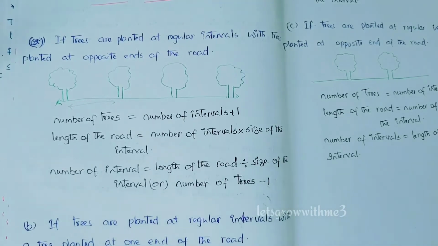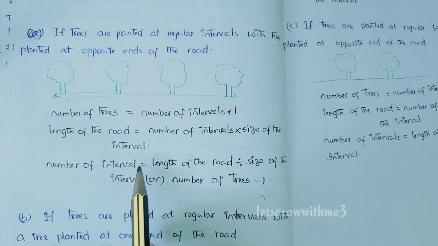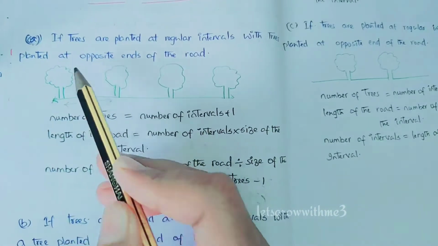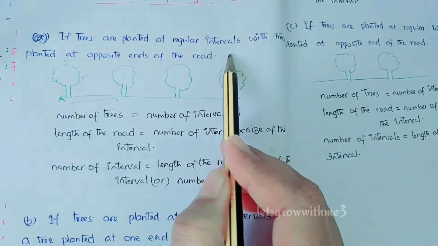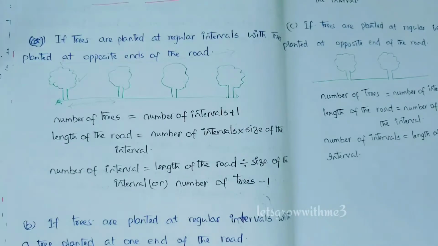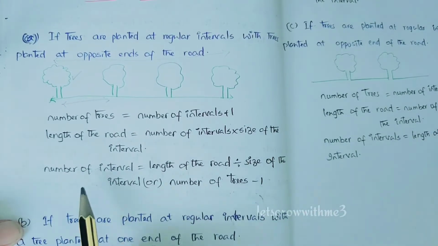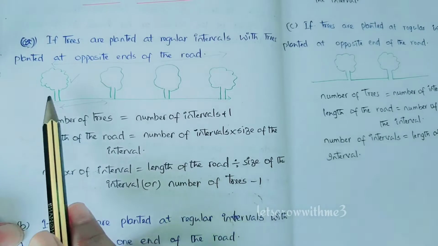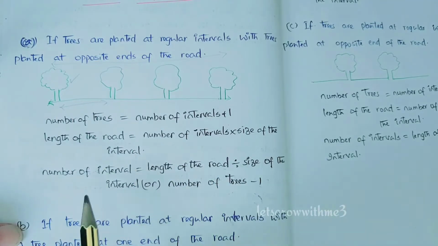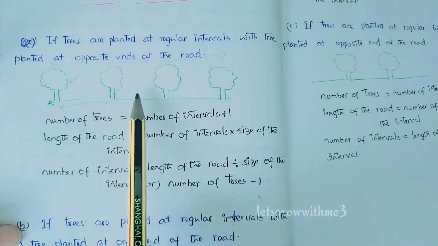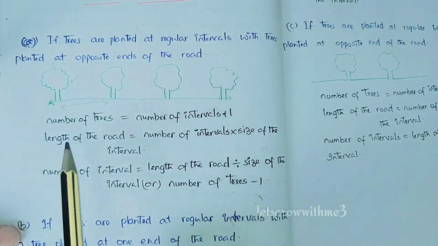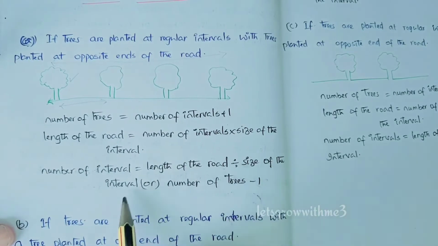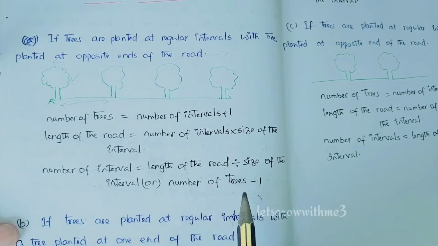Okay, and next we have the number of intervals. So how many intervals do we have? Again, it depends upon the length of the road and the size of each interval. If you divide the length of the road by the size of the interval, then we will get the number of intervals. Of course in this scenario, if you do number of trees minus 1 also, we will get the number of intervals. Okay, so that's how we find these values if the trees are planted at the opposite ends of the road.